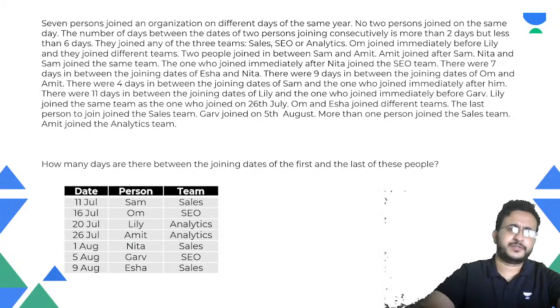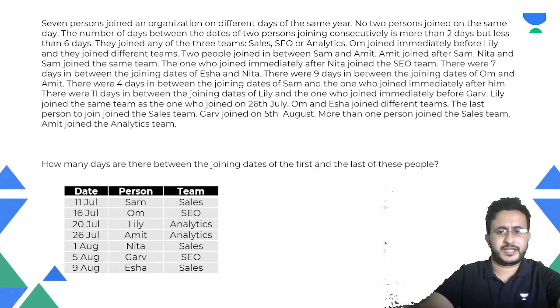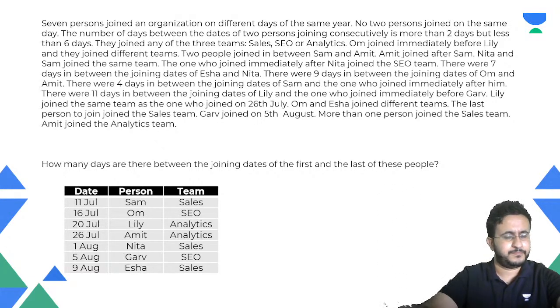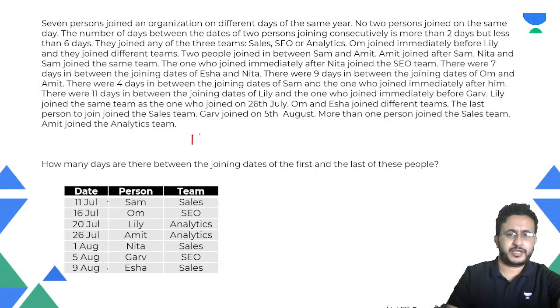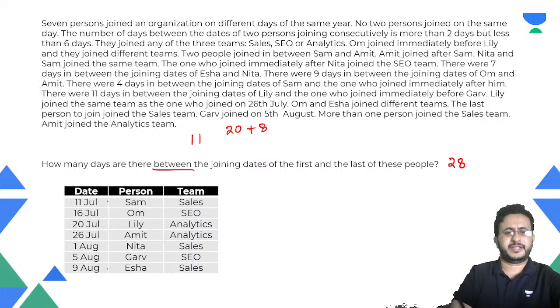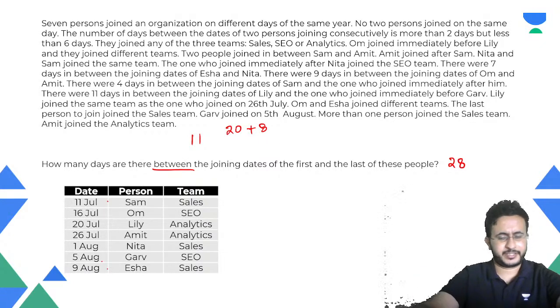How many days between the joining dates of the first and the last of these people? We have to find the number of days between the first and last people. So after 11th July there will be 20 days in July, plus 8 days in August. So there will be a total of 28 days in between. It is asking between, right? So 20 days left in July and 8 days till before 9th August.